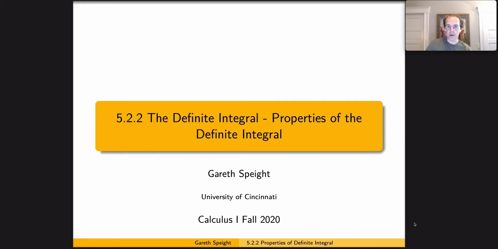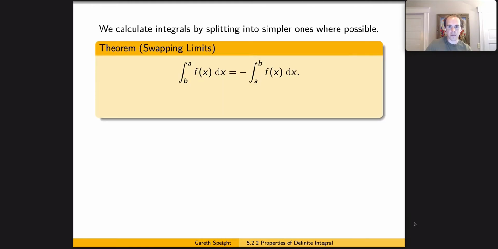As usual, we don't want to have problems involving lots of complicated things all at the same time. We'd like to be able to break them down into simpler pieces, use what we know about the different pieces, and then at the end put it all together. So let's look at some properties of the integral that are going to help us to do that. We're going to split into simpler things where possible. Here there are going to be several types of results.